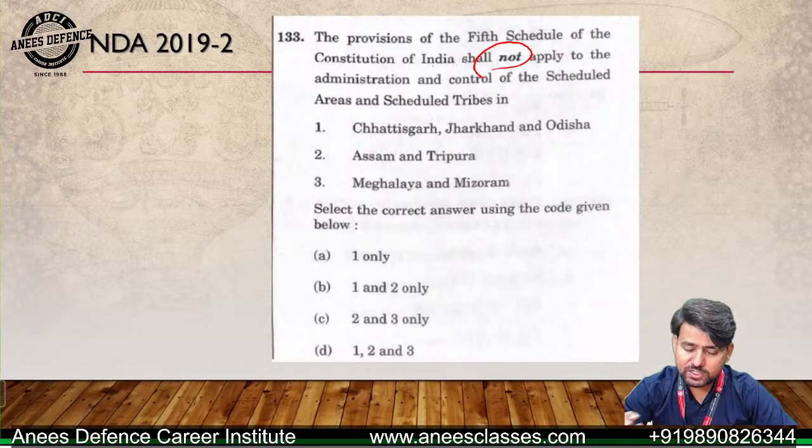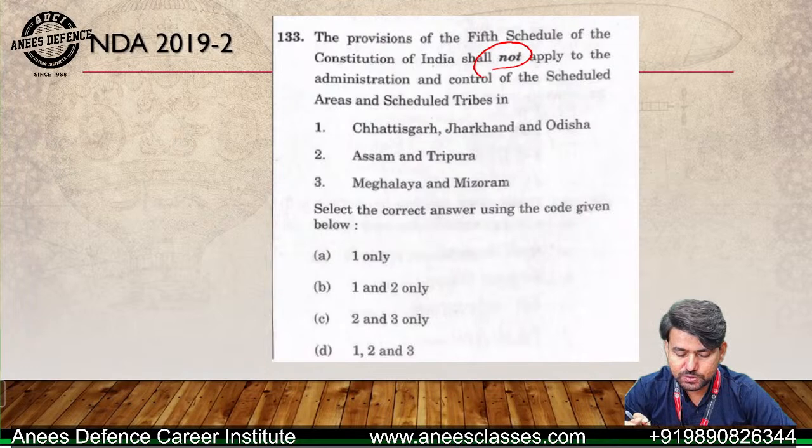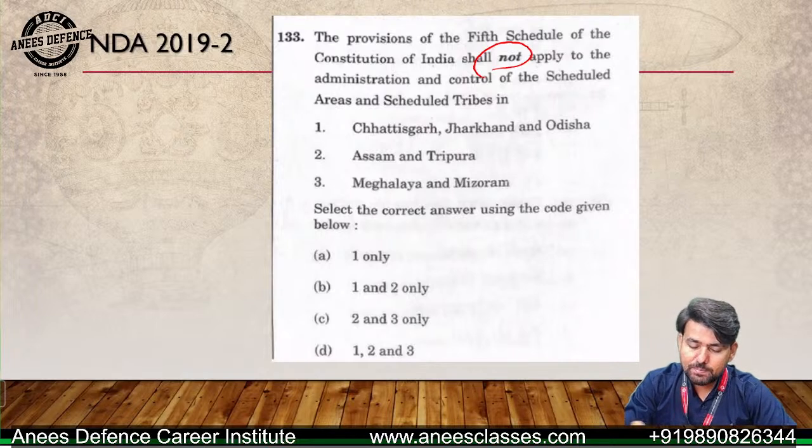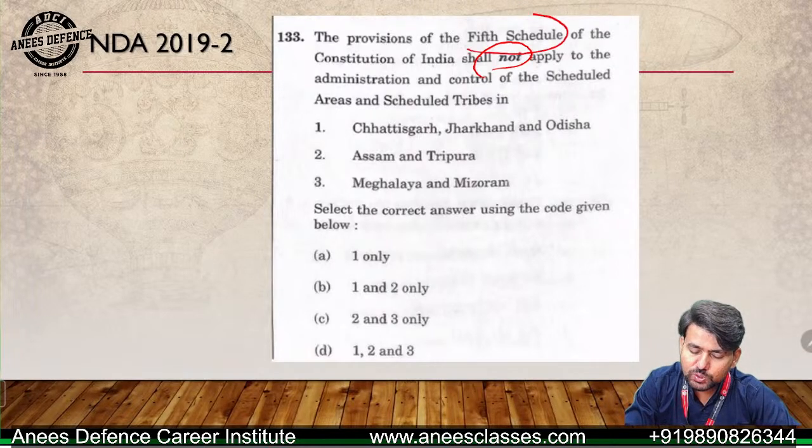ठीक है, यहाँ पे नॉट शैल नॉट अप्लाई पूछा है. द प्रोविजंस ऑफ द 5th शेड्यूल ऑफ द कॉन्स्टिट्यूशन ऑफ इंडिया शैल नॉट अप्लाई टू द एडमिनिस्ट्रेशन एंड कंट्रोल ऑफ द शेड्यूल एरियाज एंड द ट्राइबल एरियाज इन. मैंने आपको ऑलरेडी बताया 5th शेड्यूल में कोई 4 स्टेट एक्सक्लूड किए गए जो 6th शेड्यूल में. बस वही 4 स्टेट मेरे को बताओ, मैंने अभी बताया था आपको.